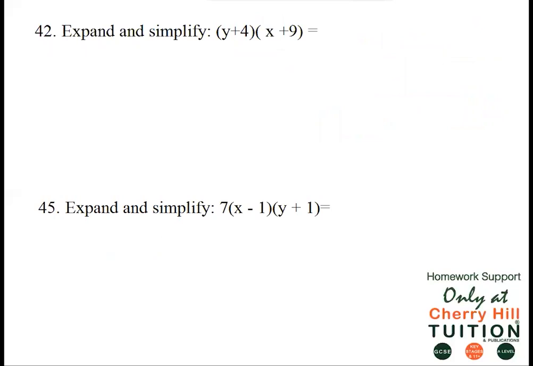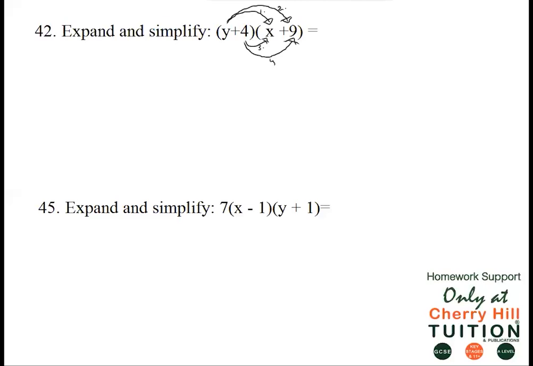Okay, we now have to work with double brackets. So it gets a little bit trickier here, but not too tricky. We have y plus 4 all multiplied by x plus 9. Now the method to do this is y multiplied by x, y multiplied by 9, plus 4 multiplied by x, plus 4 multiplied by 9. Okay? So I'll just label this. That's the first step, second step, third step, and fourth step.